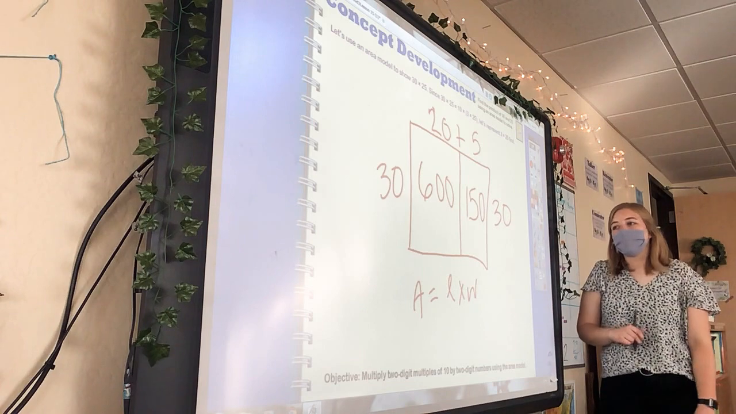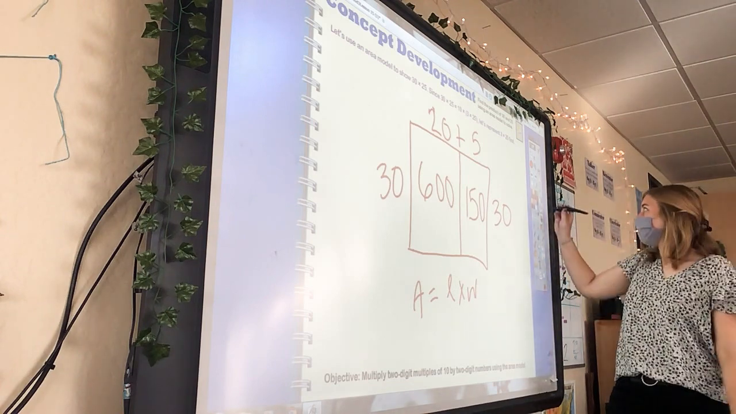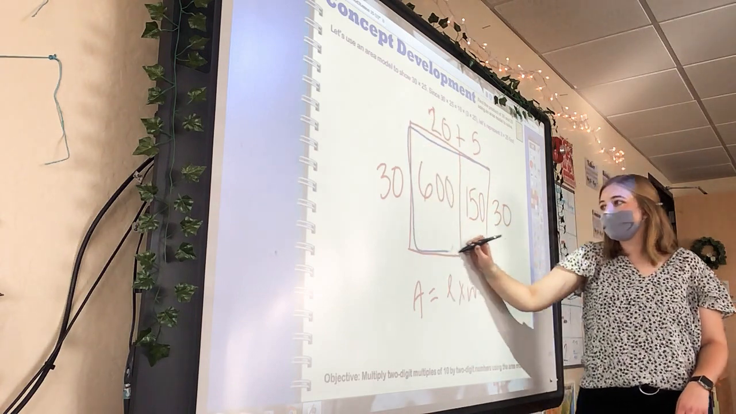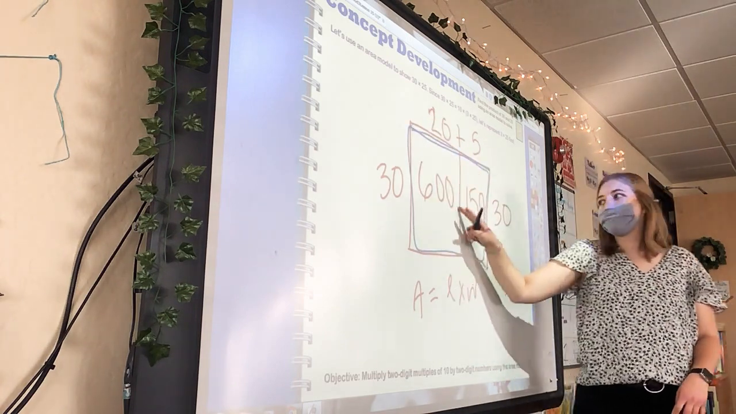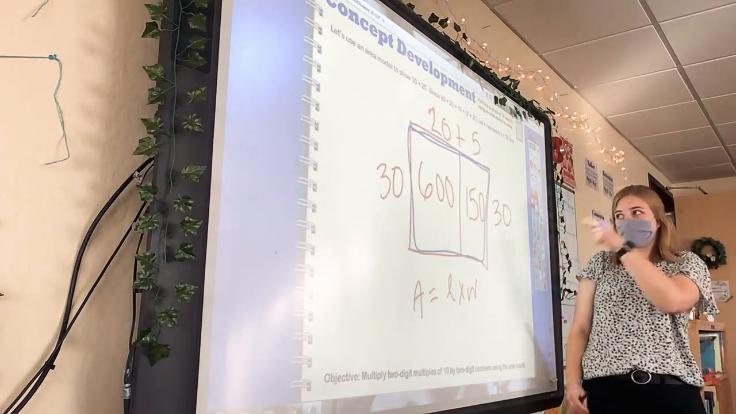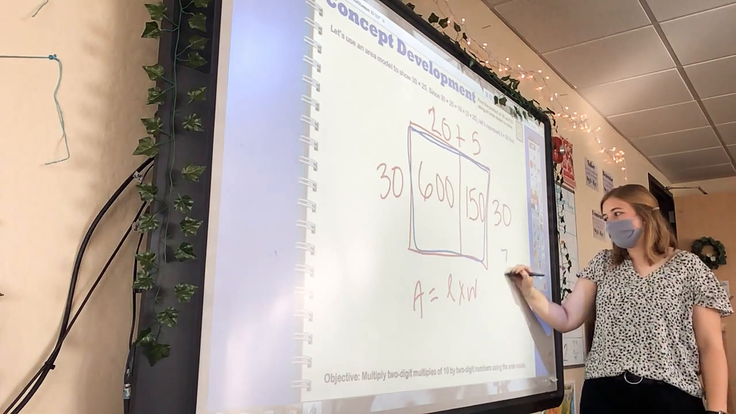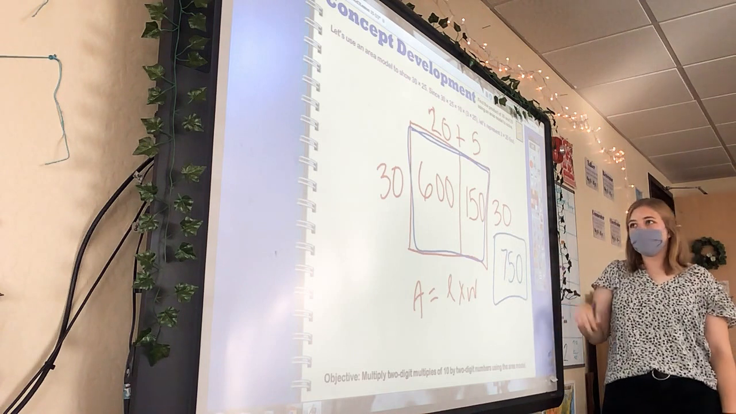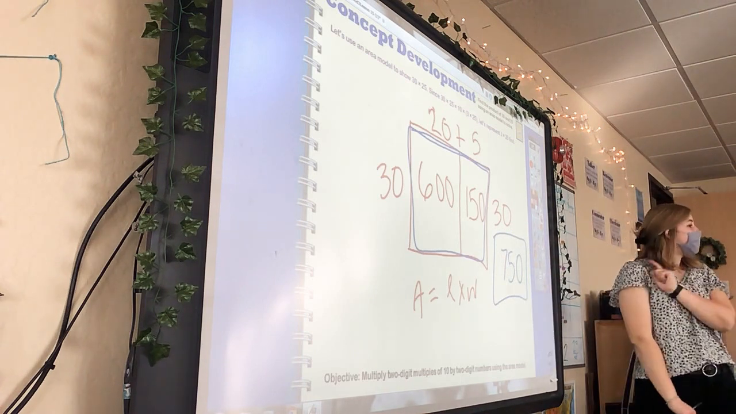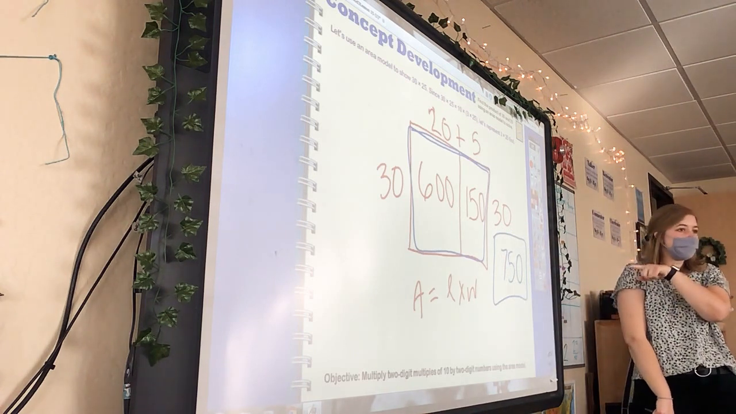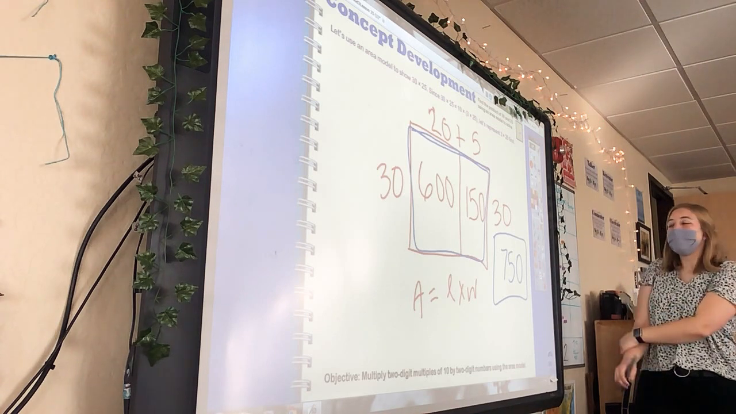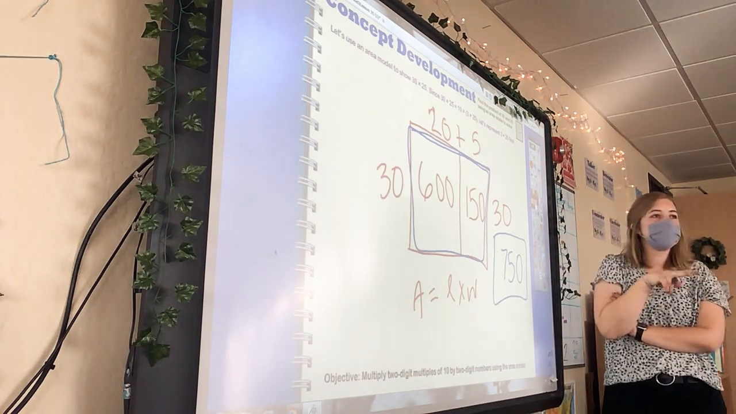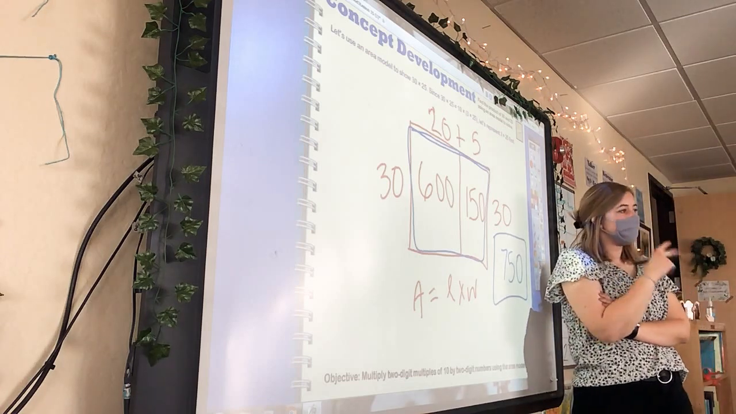Okay? And then since we're finding the area of the whole rectangle, we can just add together those pieces in the middle. Okay? And 600 plus 150 equals 750. Okay, so 30 times 25 is 750, which we just did that problem right before this with the place value chart. So now can you see the difference between what we did the other day and what we're doing today?